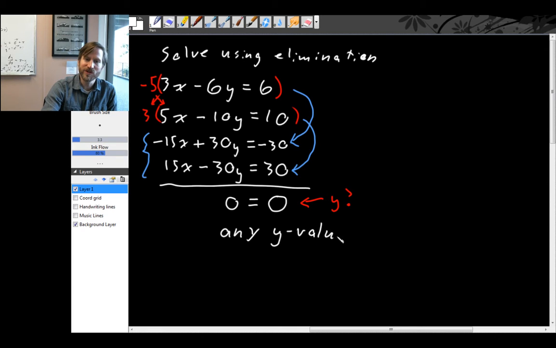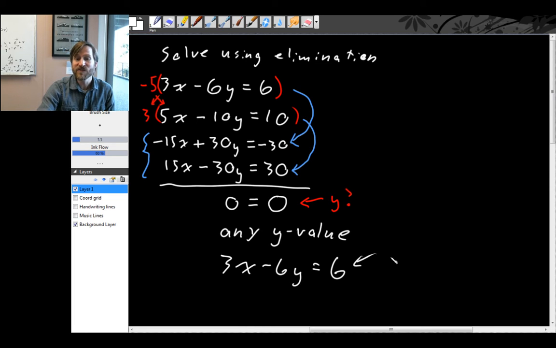That means there is a solution to this system no matter what y value we want. But that doesn't mean that just any x value goes with any y value. To get the x value that corresponds to a y value, you go back and use one of the original equations. Which original equation? Well, any of them. We could use the first one, 3x minus 6y equals 6. So this equation describes all of the solutions to the system of equations. Of course, this equation has infinitely many solutions, since it's just a line.